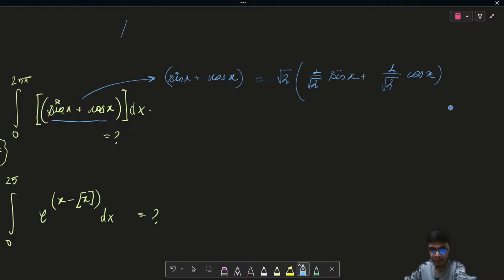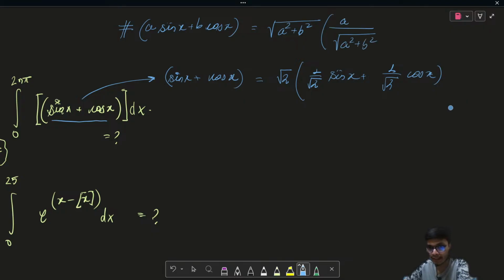Generally in trigonometry we learn this general relation: whenever you have a sin x plus b cos x, try to multiply and divide by the square root of a square plus b square. After you do this transformation, multiplying and dividing on both sides, the interesting part is this.